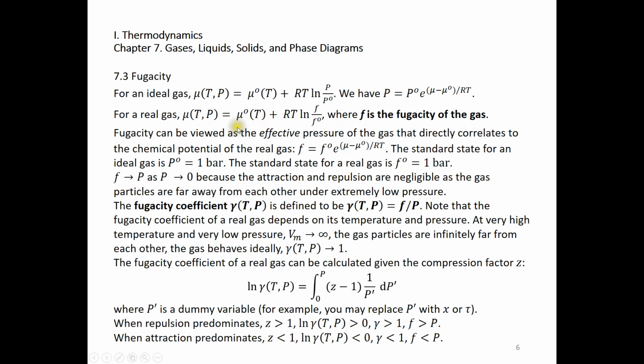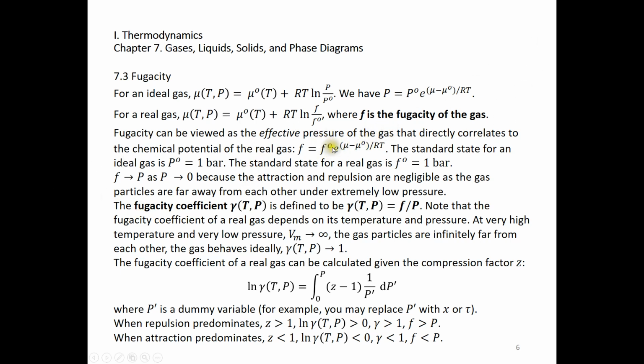It's just because in an ideal gas, there's no attraction or repulsion between ideal gas particles. However, between real gas particles, there is both attraction and repulsion, and they both affect the value of mu. To take that into account, we need to modify this equation. We need to replace P with F. And in fugacity, the attraction and repulsion between real gas particles is taken into account.